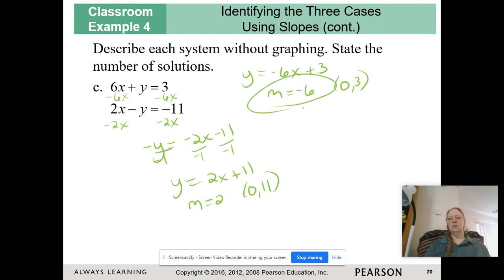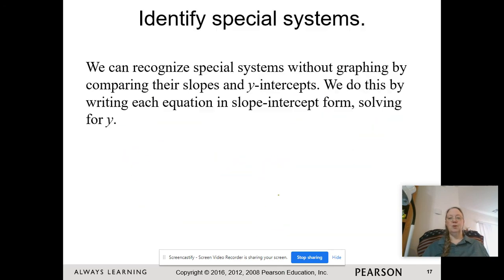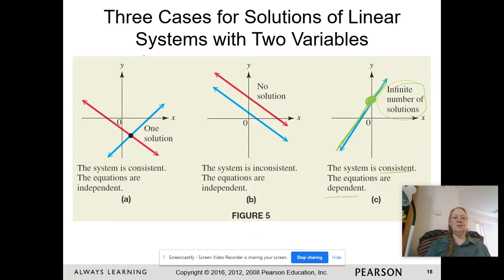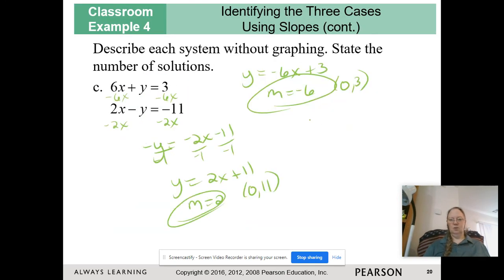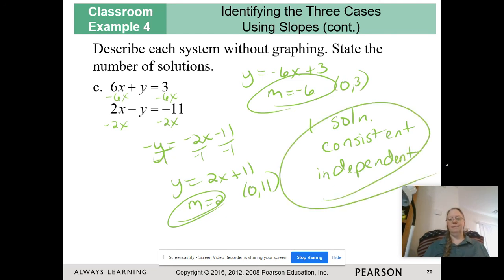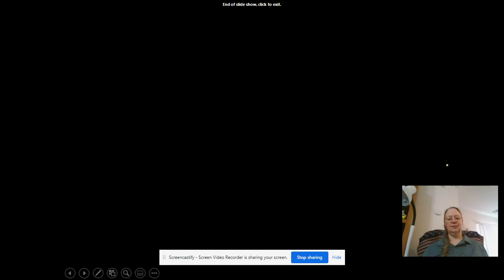All right, slopes are different. We don't even have to check the y-intercept. The slopes are different. That's this situation right here. We've got one solution, consistent, independent. So one solution, it's consistent and independent. All right, and that should, yes, there we go.